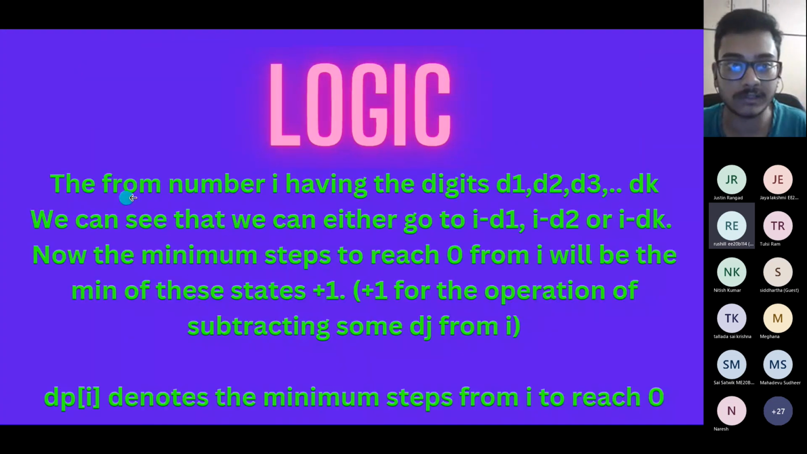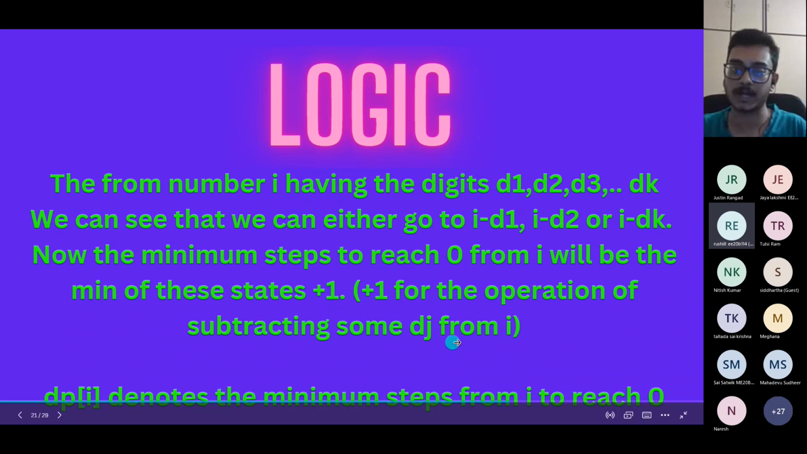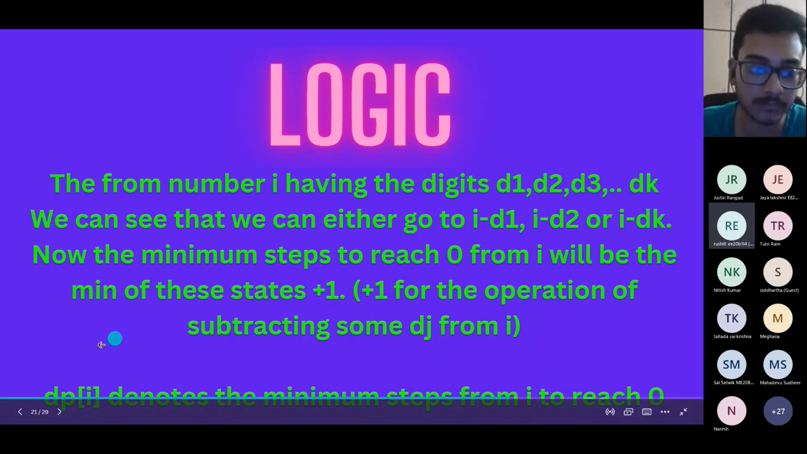Yeah, so the logic is that from number I having digits d1 to dk, we can either go to I minus d1, I minus d2, or I minus dk. These are the digits of the number I. Now the minimum steps to reach 0 from I will be the minimum of these states plus 1, plus 1 for the operation of subtracting dj from I. dp of I denotes the minimum number of steps from I to reach 0.